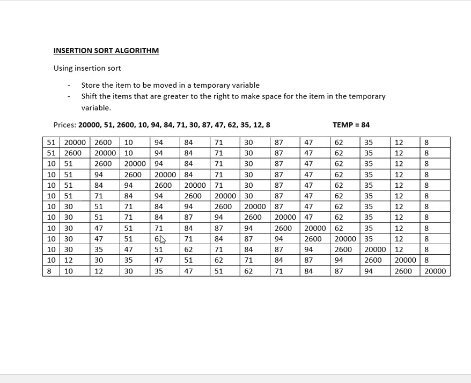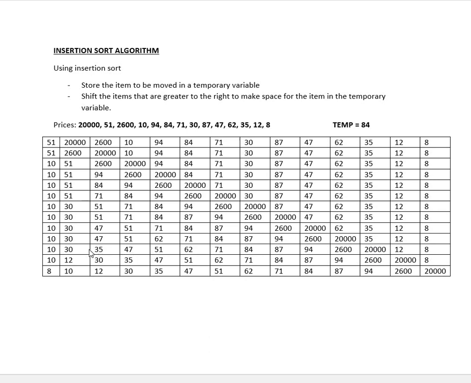The next number we'll look at is 62. 62 is greater than 51 but less than 71. So 62 would be placed where 71 was before, and everything else would be shifted to the right. The other numbers in front would remain. Then the next number that we'll take, put in the temporary variable, is 35.